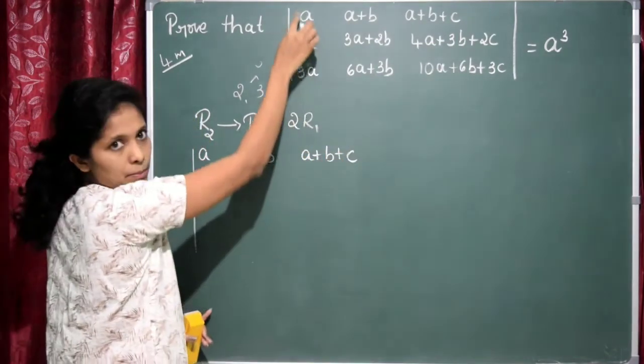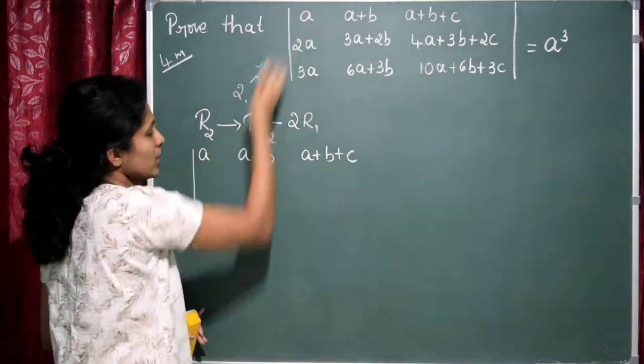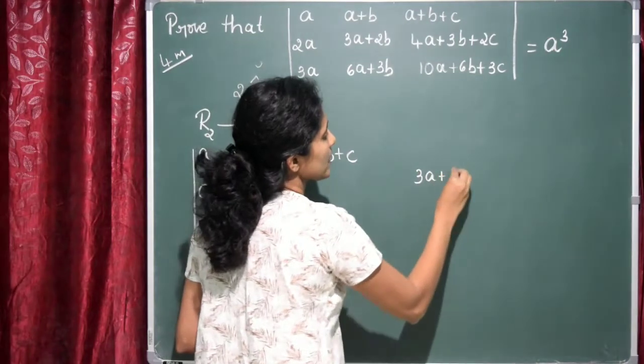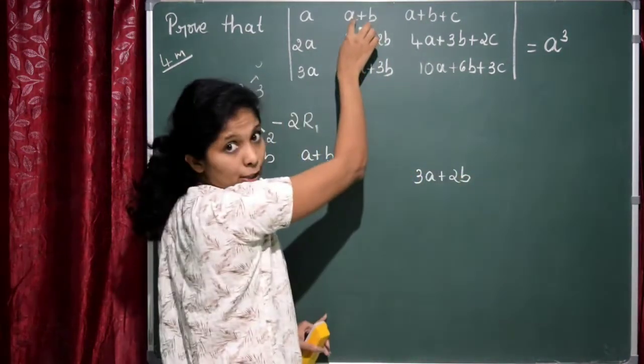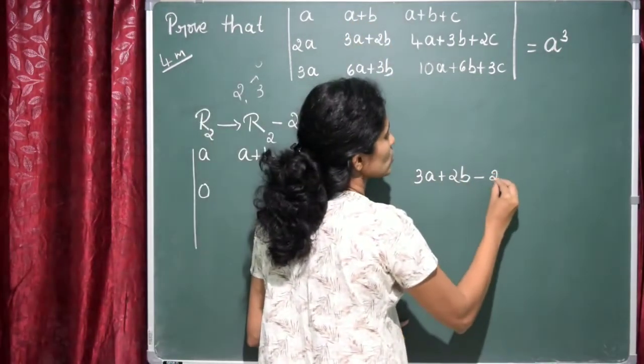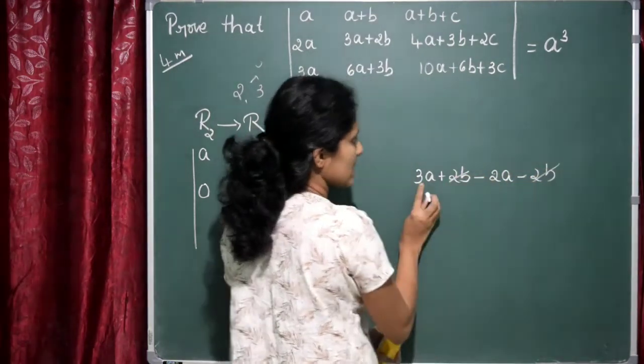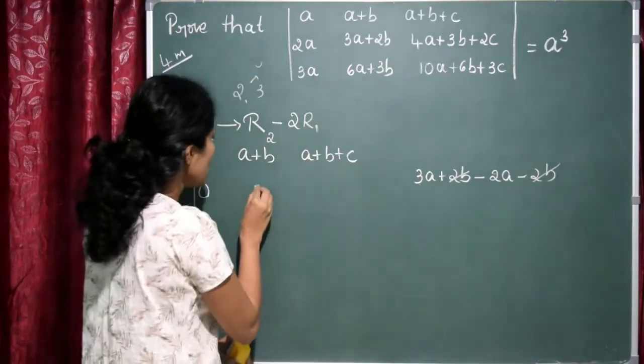Now 2A minus 2 into A, that will be 2A minus 2A, which equals 0. This will be now 3A plus 2B. We will have to multiply by 2 and subtract, that is minus 2A and minus 2B. So plus 2B and minus 2B will get cancelled. 3A minus 2A will be equal to A.